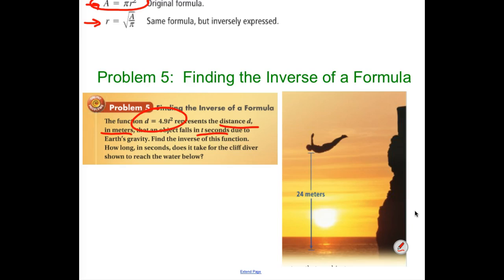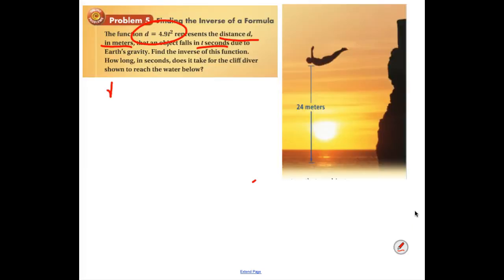First step, we want to find the inverse function. So I start out with d equals 4.9 t squared. How would I solve that for t instead of having it solved for d? What would my first step be? Okay, so we're going to take distance divided by 4.9. That equals t squared. Then what would I do?